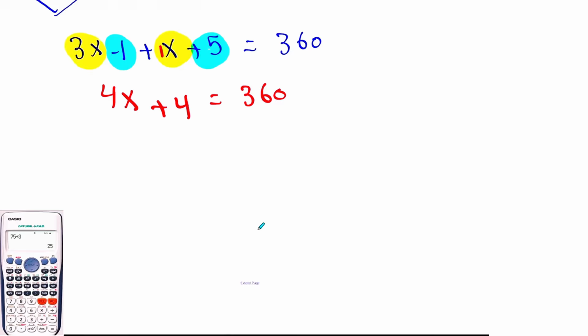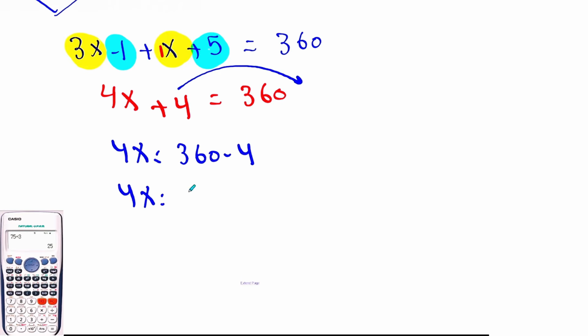Solving the equation is basically done. Now you just need to continue solving. We'll move the 4 over there with a minus, so 4x will be equal to 360 minus 4, so 4x will be equal to 356. We divide by 4, and we divide by 4.